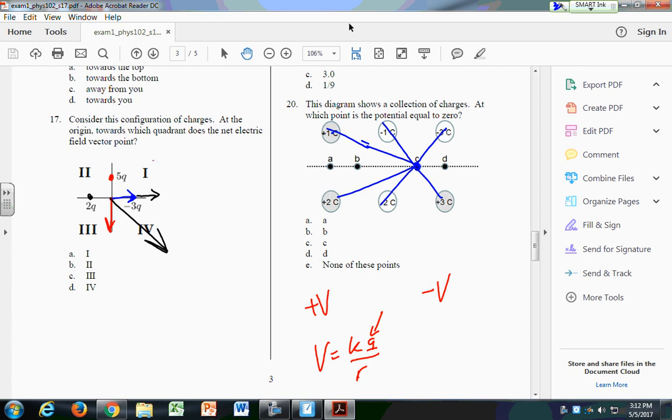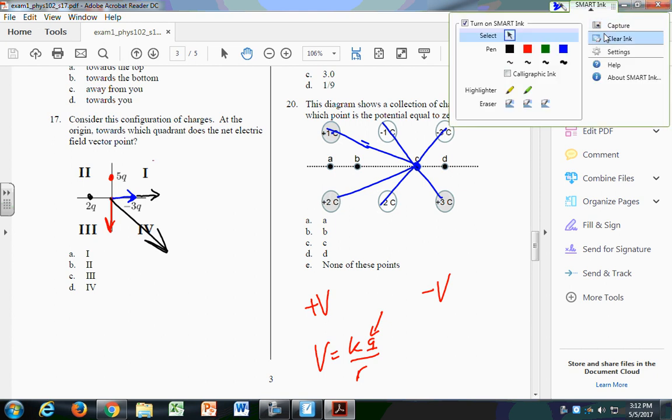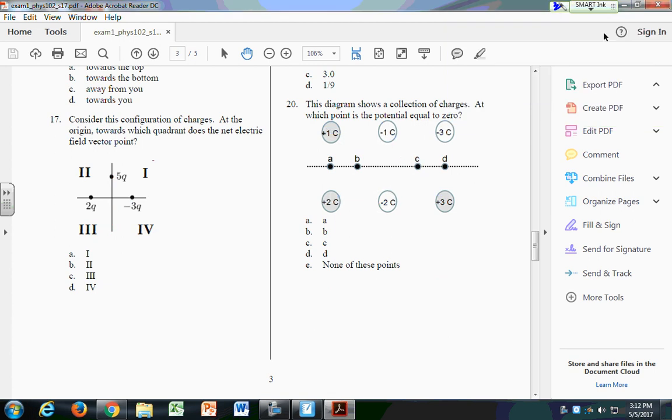Is that clear, Olivia? Madeline? The direction of the charge. I'm sorry, the direction of the force. On which one? Number 20? Well, potential is scalar, so it doesn't have any direction. But instead, if I was asking about the force, right?